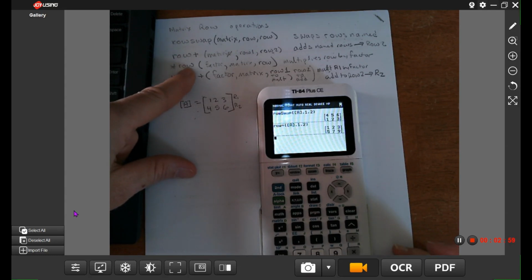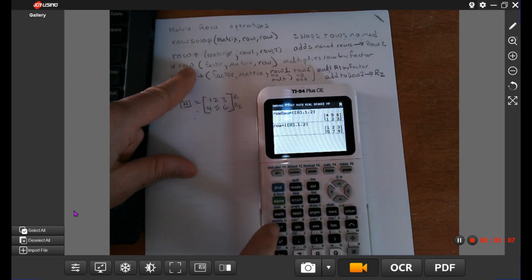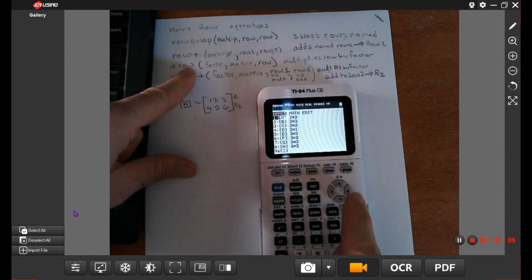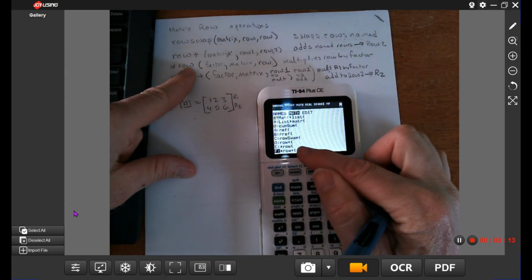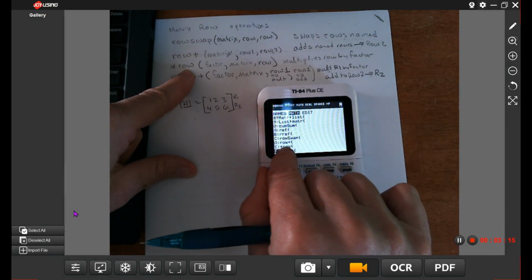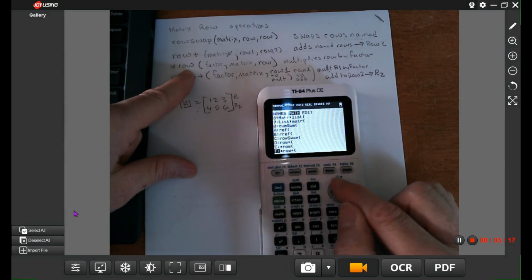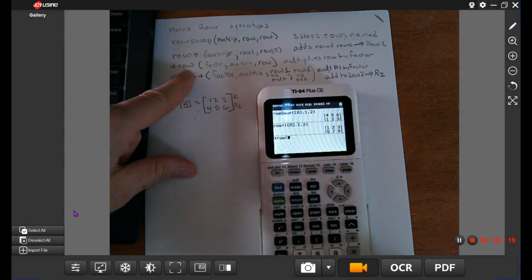So that just multiplies a row by a factor and then replaces the same row with it. So let's do that one. So second matrix, math menu. I'm going to go up because I got to get to the bottom, and I want star row, so multiply row, so that's letter E there.